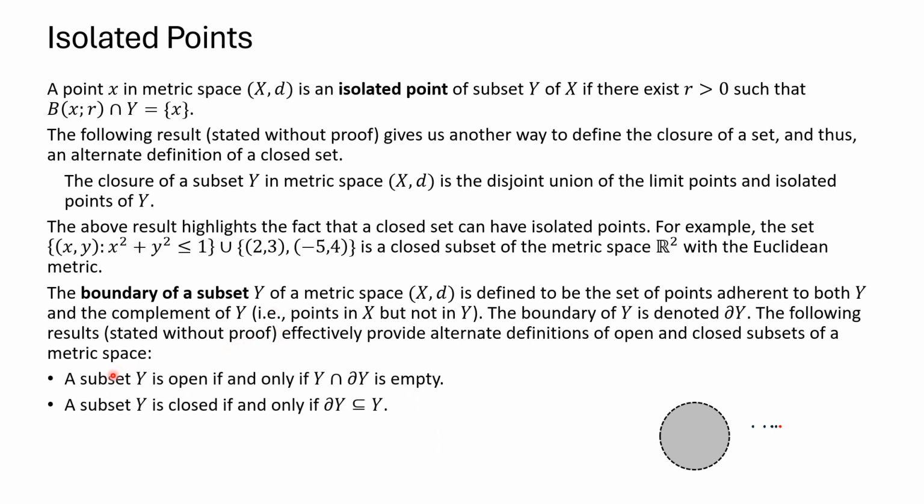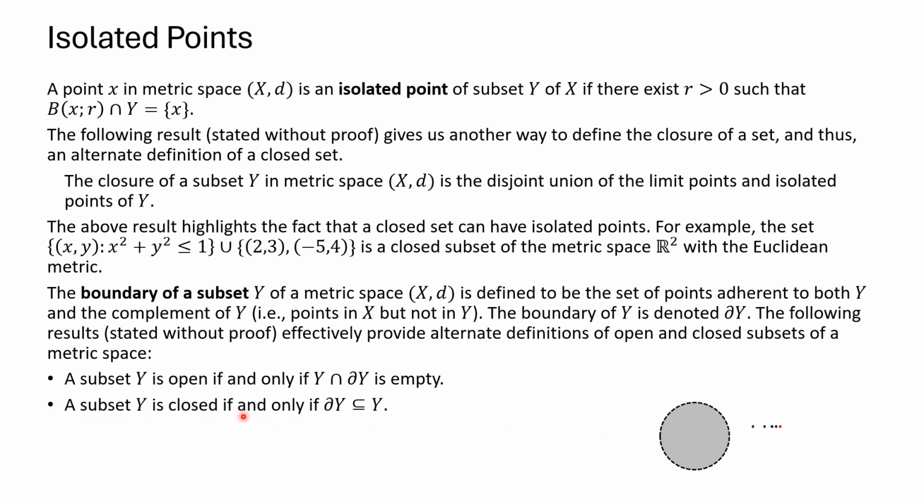The following result, again stated without proof, effectively provides alternate definitions of open and closed sets of a metric space. So let's look at these two here. A subset Y is open if and only if the intersection between Y and its boundary is empty. So let's think about that for a second. So the intersection of Y with its boundary. Ignoring these points here for a second, let's say we had this disk and it didn't include its boundary. So the intersection of Y and its boundary is empty. That would be true, because none of these points are included.